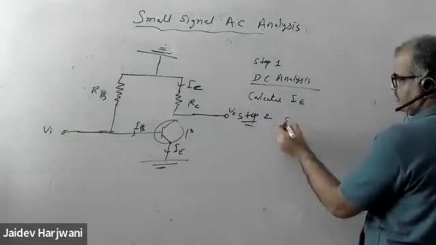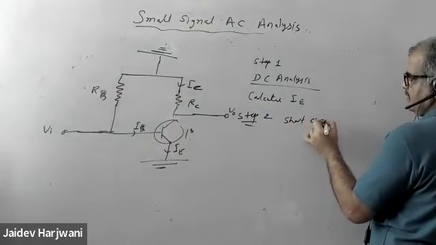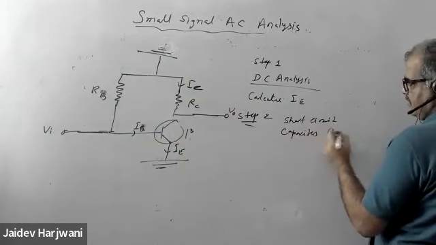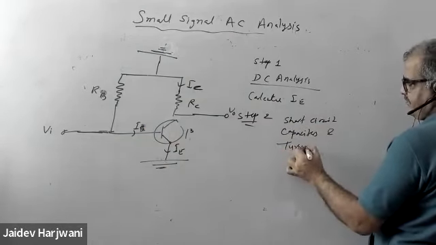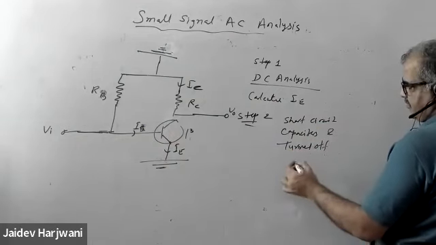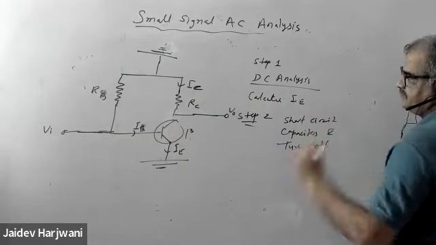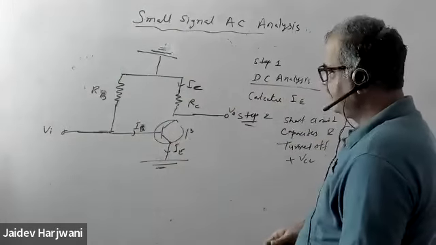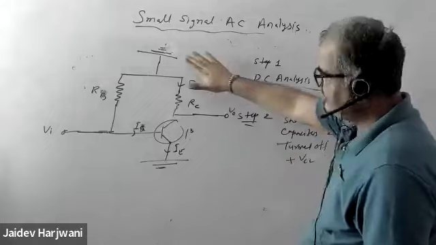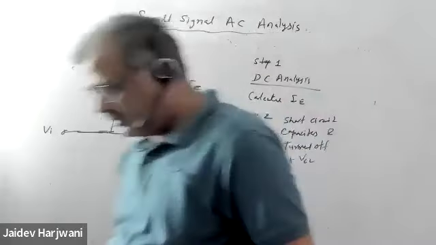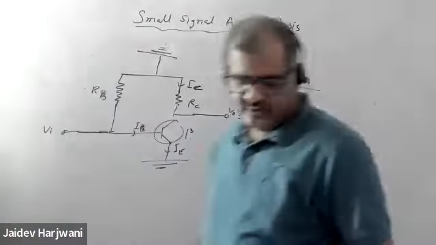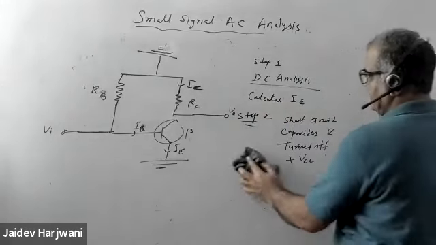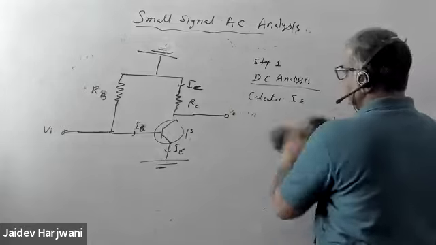Short circuit the capacitors and turn off VCC. So now the second step is completed. The first step is as usual; the second step is just you make it ground. Now the third step is you make the simplified circuit. So let me now make the simplified circuit.